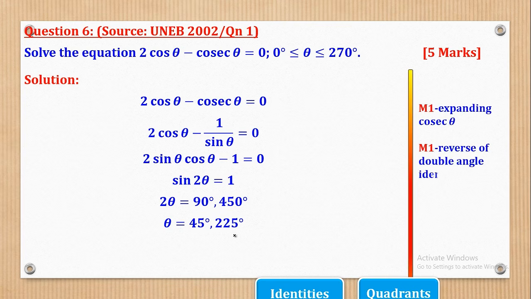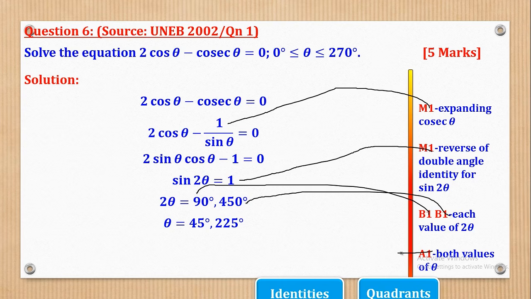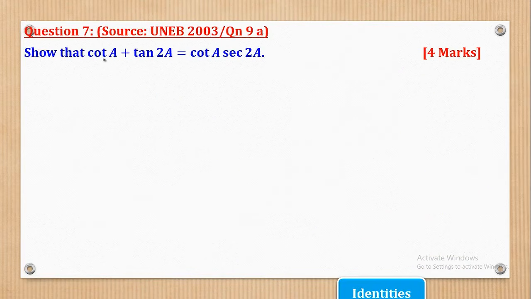Now let's see how much can be awarded. So M1 for expanding this, and M1 for the reverse of double angle for sine 2 theta, and B1 for this first value, B1 for the second value, and A1 for both values correct. So that was question 6. Now we shall go to question 7, which came from UNEB 2003, paper 1, question 9a.